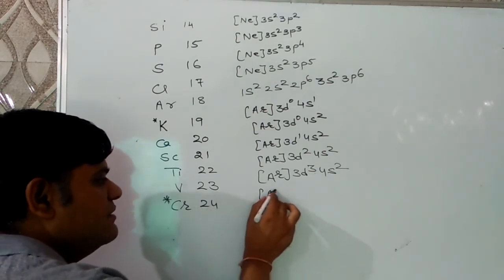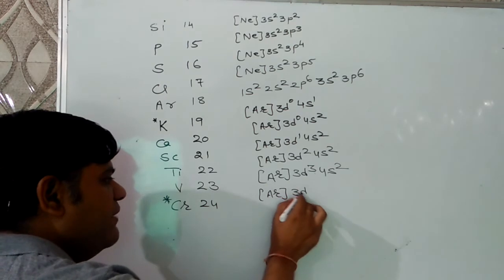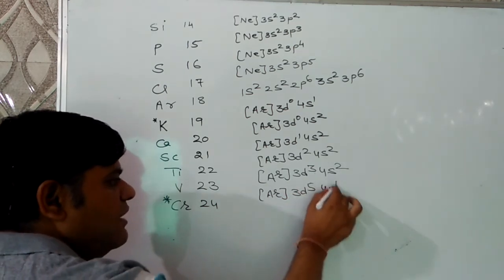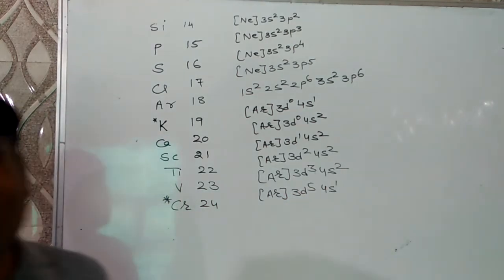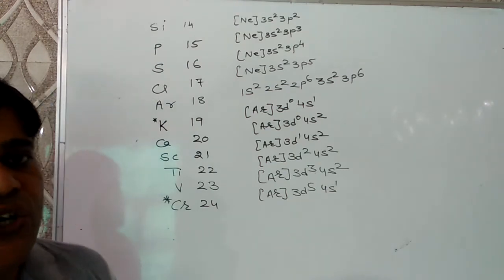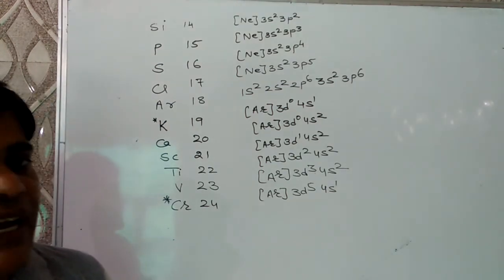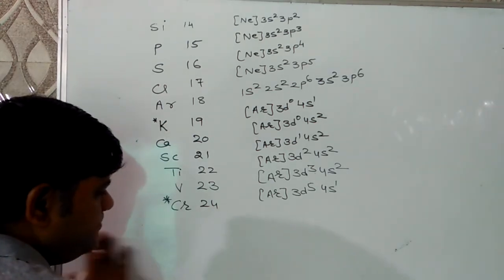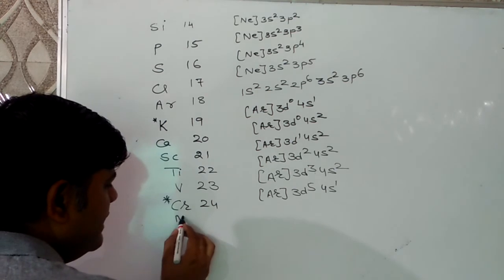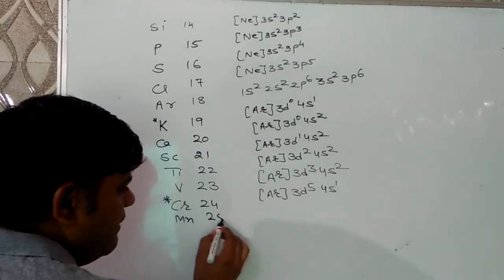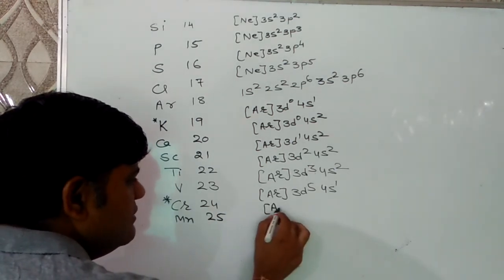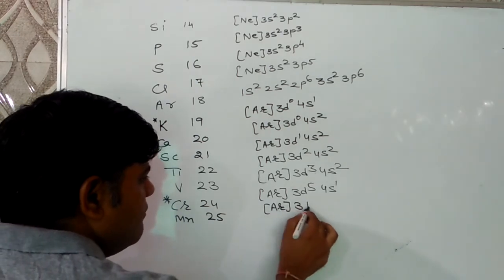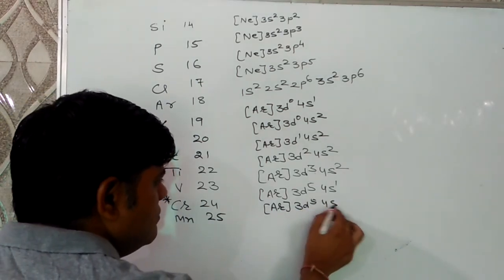Next one is chromium, very important one and exceptional, 24. It will be argon 3d5 4s1. And chromium has exceptional electronic configuration due to extra stability of half-filled electronic configuration. After chromium, next element is manganese 25, argon 3d5 4s2.